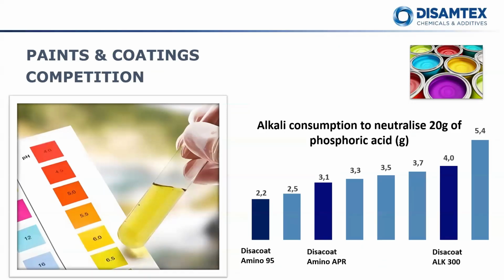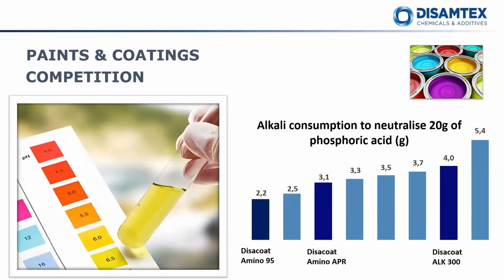When speaking about pH modifiers, the solids content isn't the most relevant aspect of the additive. Rather, it's the neutralizing capacity, which refers to how much acid and alkali, base, can neutralize. So in this context, it measures how many grams of a pH modifier are needed to neutralize a fixed amount of acid. Here, 20 grams of phosphoric acid.